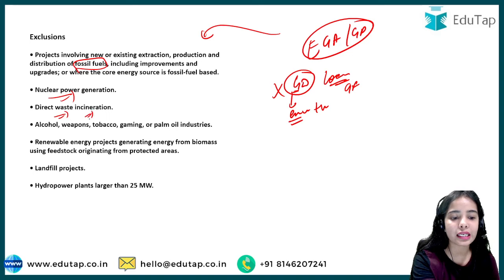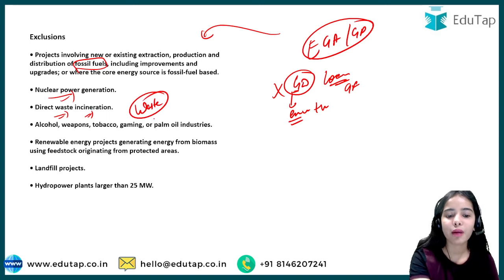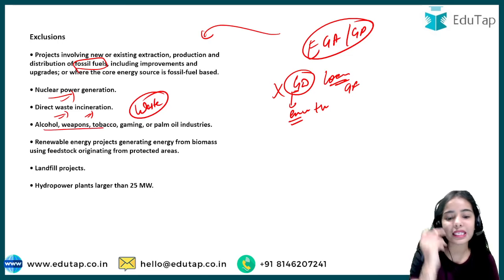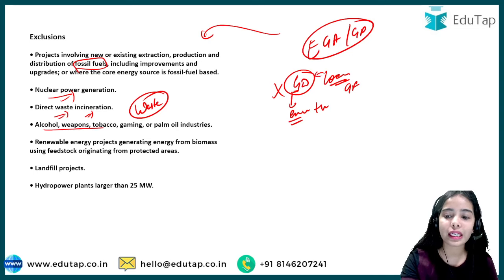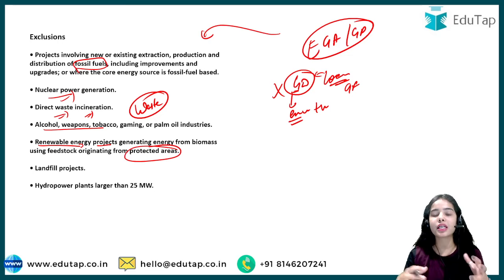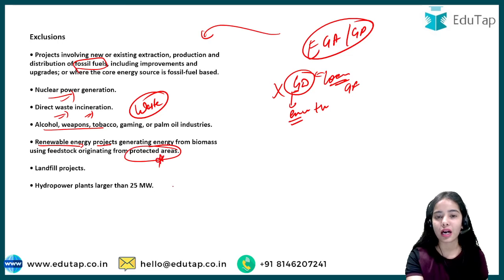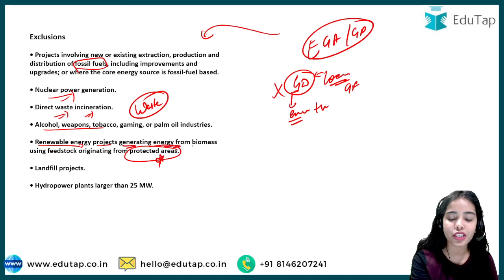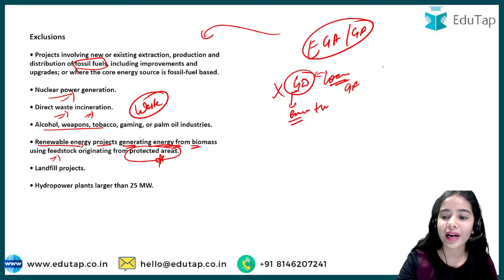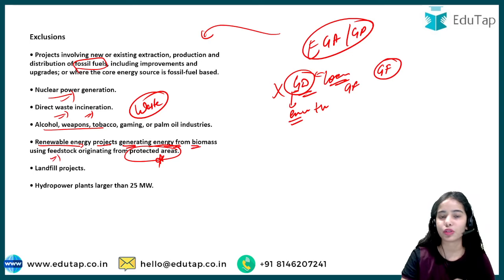The direct waste incineration means that the waste is not being treated, but it is directly burnt or directly thrown out, so it is again creating a lot of trouble. Alcohol, weapons and such should not be given loan from the green deposits. Renewable energy projects involving the protected areas. Now in protected areas, there should be minimum interference from human beings, that's why they are protected areas. Now if we are trying to create projects in these protected areas, that should also not happen. So the renewable energy projects generating energy from biomass using feedstock originated from a protected area are also excluded from providing the loan under the green finance through the green deposit.